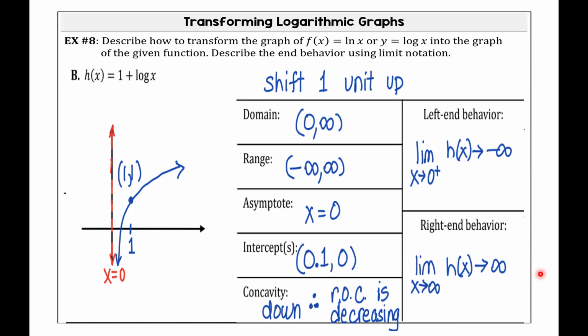So you're shifting 1 unit up, and these are the attributes that you should have had. Over the one in the graph, sorry, it should be at 1, 1. So we were at 1, 0, we go up 1, and we're now at 1, 1.